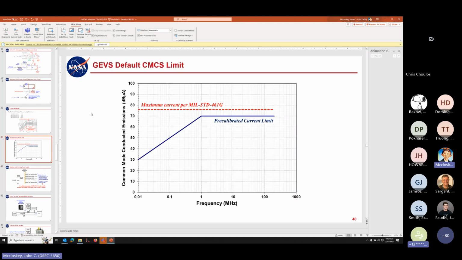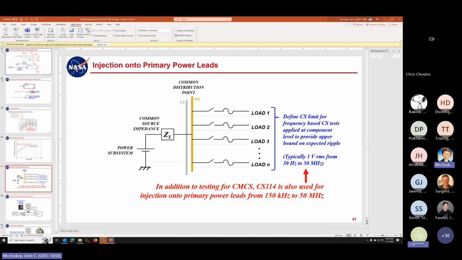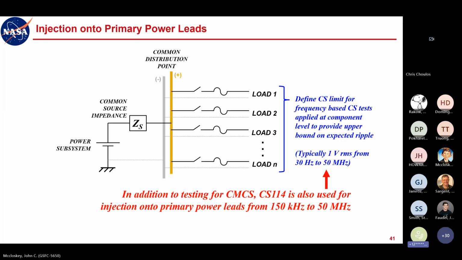Okay, any questions on this? Because I'm going to shift gears and talk about power lead injection now.